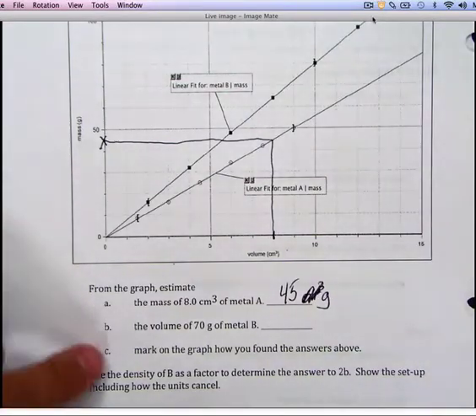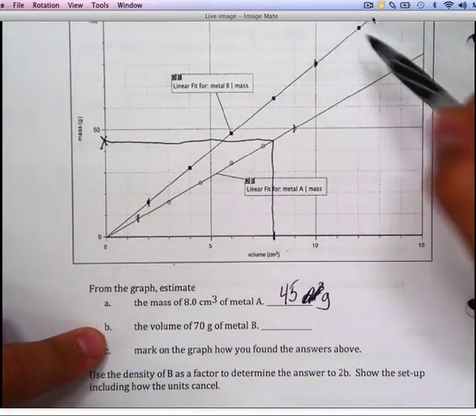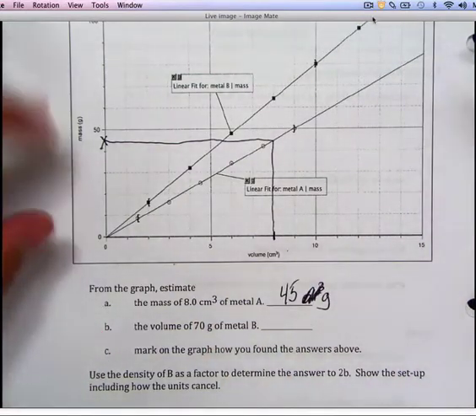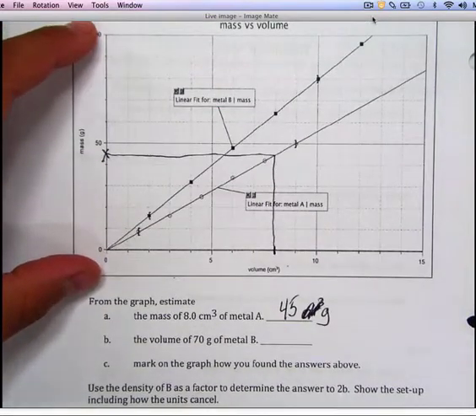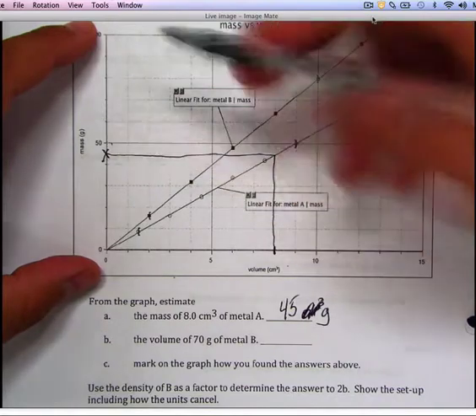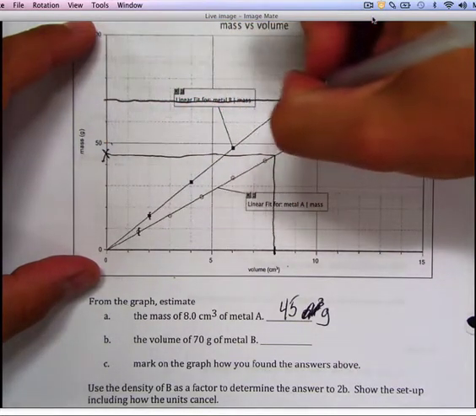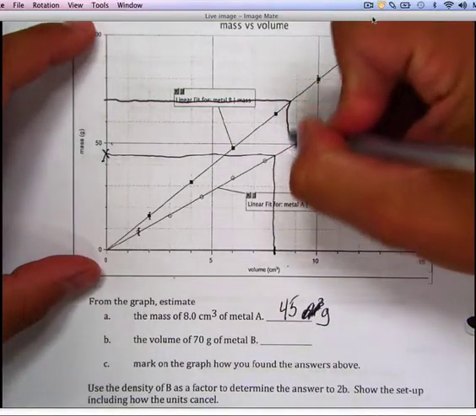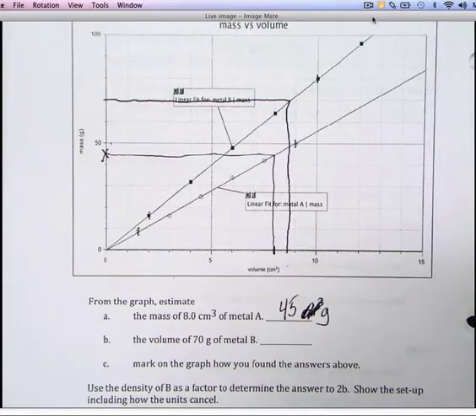And then the second one is for metal B. So I'm going to look at this line, which is metal B, and I say 70 grams. So I find 70 grams. I look at my intervals here and say, well, the intervals go up by tens. So here's 50, 60, here's 70. I run it over to my line. I run it down to the volume. And again, not the straightest lines, but it'll work.